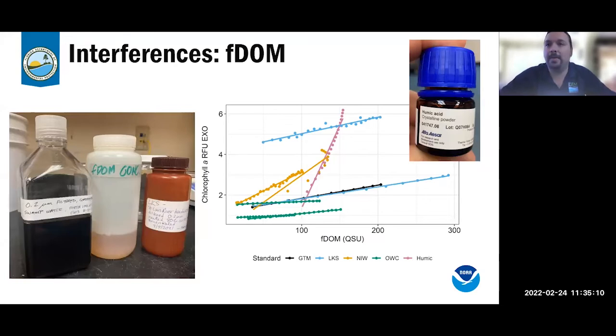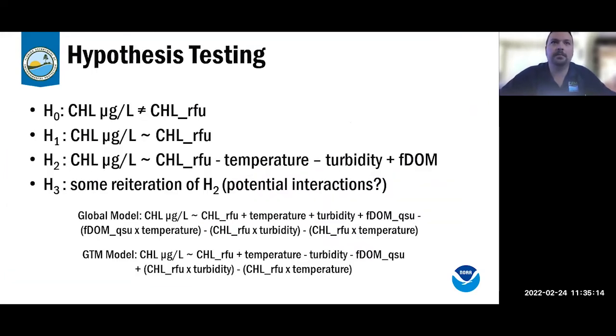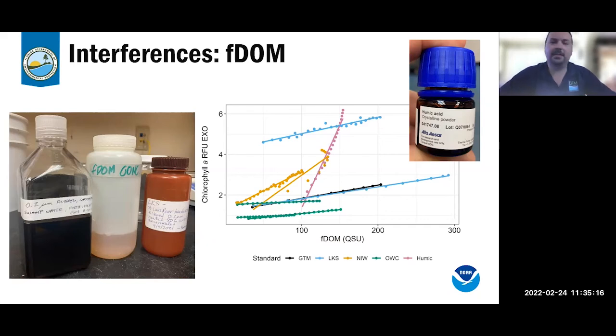In addition to these homemade DOM surrogates, I also tested a commercially available humic acid, just to see the result of that single fluorescent species on the sensor output. I ran 4 trials. I know this figure is a little messy. 3 of the 4 trials resulted in a positive linear correlation between fluorescently dissolved organic matter and the sensor output. Again, efforts were made to test the theoretically expected range of dissolved organic matter within our system, up to about 200 QSU.